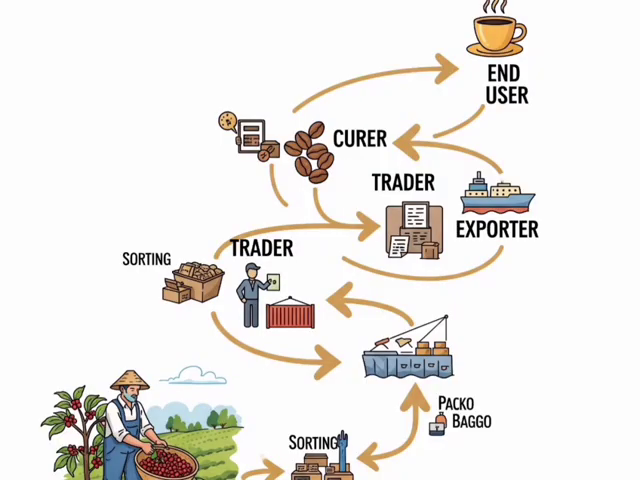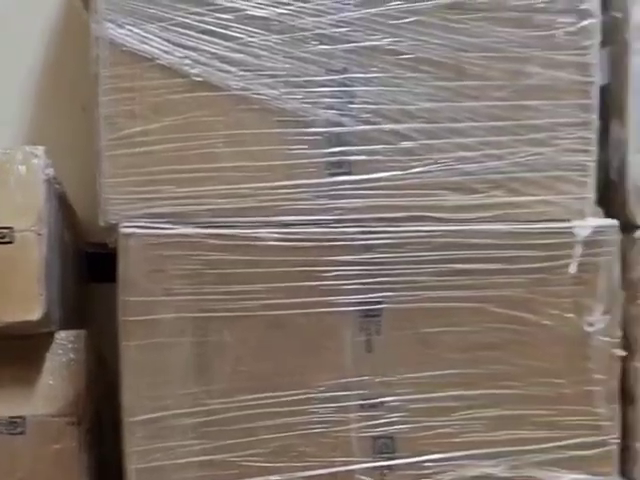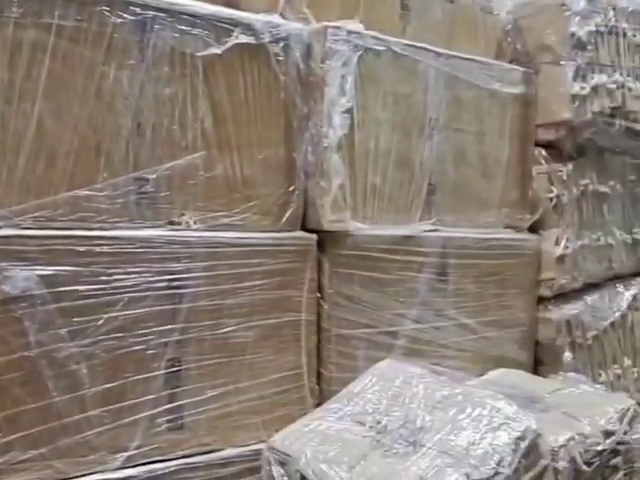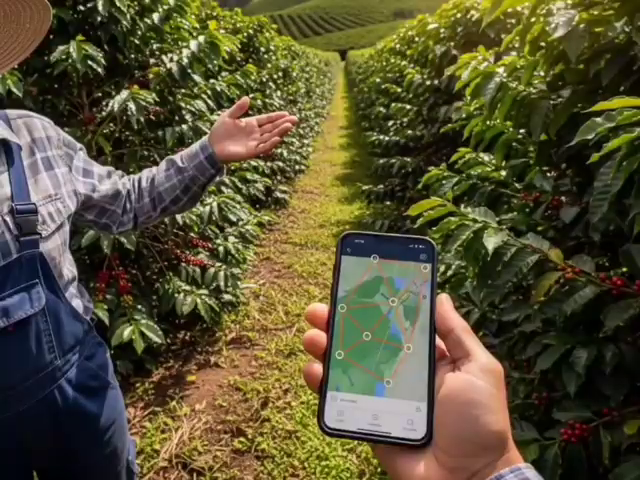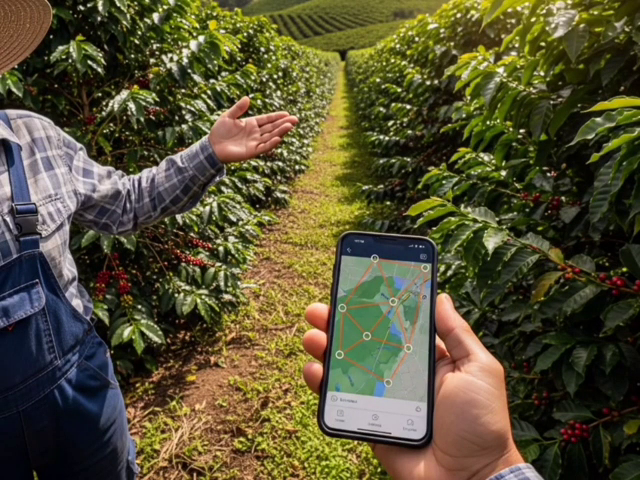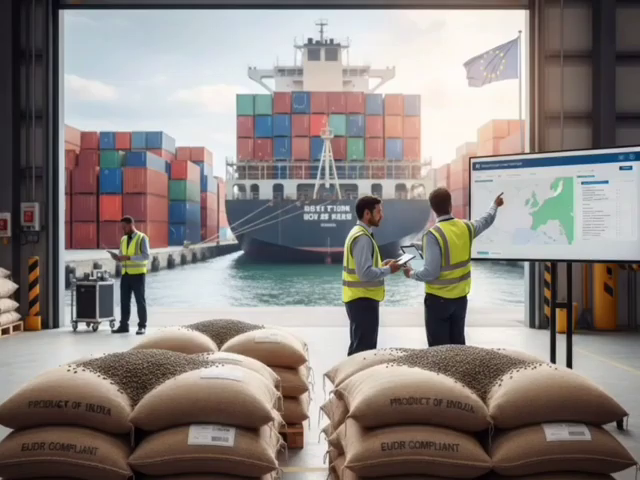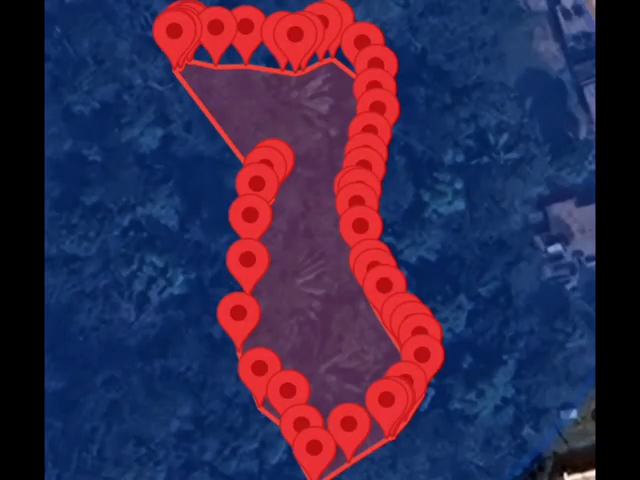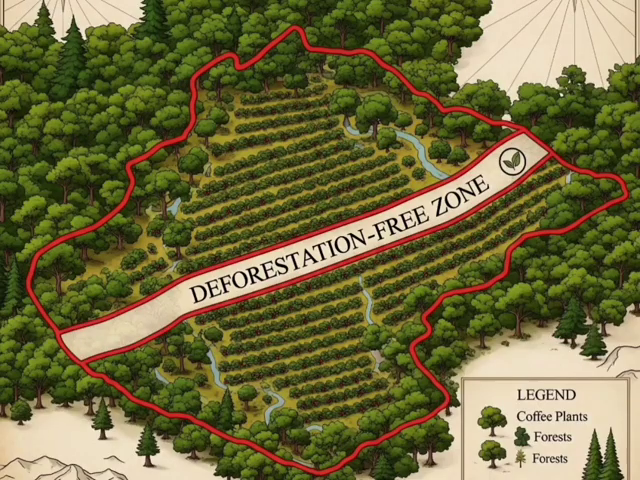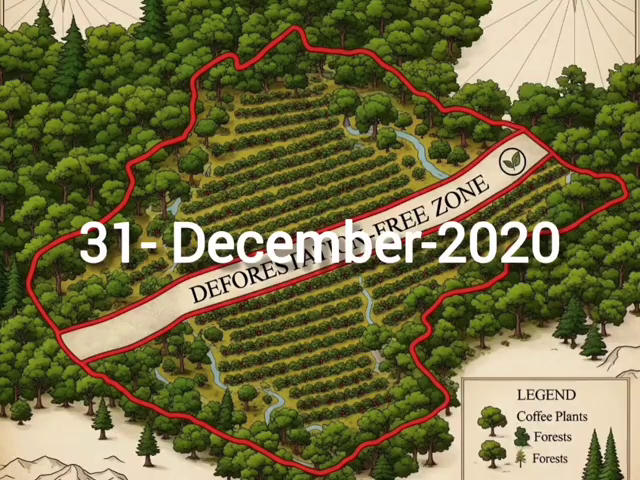If you are exporting directly to the EU market or selling to a trader, curer or exporter who is in turn exporting your coffee to the European Union, then you are required to share a geolocation or a polygon of your estate in a GeoJSON format with them. Importing companies in the EU will use this polygon or the geolocation to verify and establish that your coffee was not grown on land deforested after 31st December 2020.